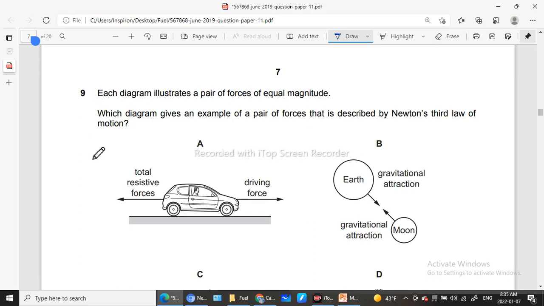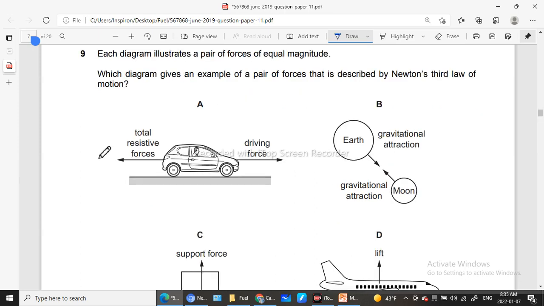Nine. Each diagram illustrates a pair of forces of equal magnitude. Which diagram gives an example of a pair of forces that is described by Newton's third law of motion? The condition for Newton's third law is that the two forces must be of the same nature. Now in A, this driving force is a chemical force converting to a mechanical force, and the reverse force, the resistance force, is a frictional force, so this is disqualified.